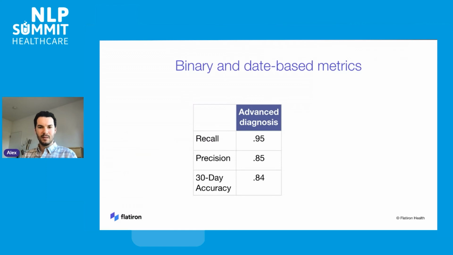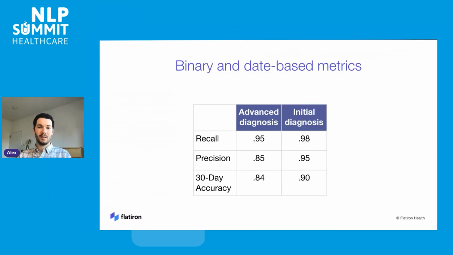So jumping into the results, we found that for advanced diagnosis, we could achieve a recall of about 0.95 and a precision of around 0.85. So we're catching nearly every advanced NSCLC patient, but we're mixing in some patients who have non-advanced NSCLC or even who have advanced forms of another lung cancer. But among patients where the model and the label agree that the patient has advanced NSCLC, we see that the diagnosis dates agree to within 30 days about 84% of the time.